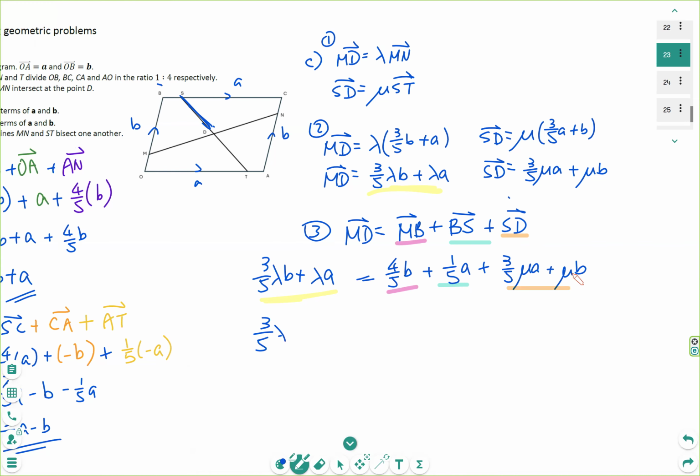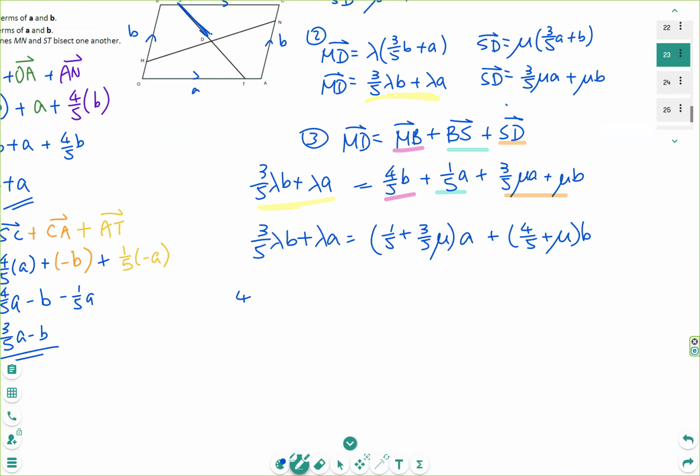I'm going to keep the left hand side the same. But on the right hand side, I can see some B's and A's. I'm going to factorize A's first. So in the A's, I've got 1/5 plus 3/5 mu of A. For B, it's 4/5 plus mu B. Step four, compare coefficients.